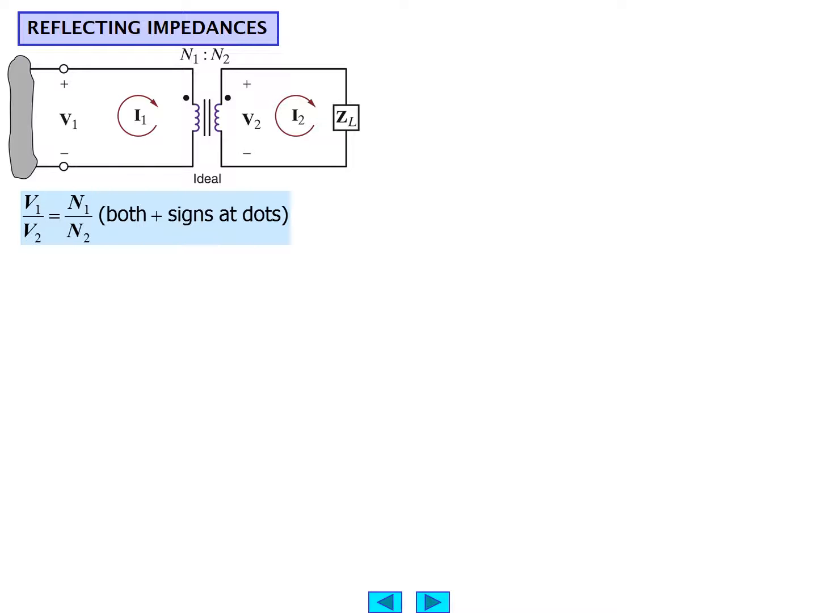V1 over V2 is equal to N1 over N2, since both the positive signs for voltages appear at the dots, or the so-called dot notation. Likewise, I1 over I2 is equal to N2 over N1, since the current I2 is leaving the transformer. We discussed that in the last presentation. We removed the negative sign as a result.